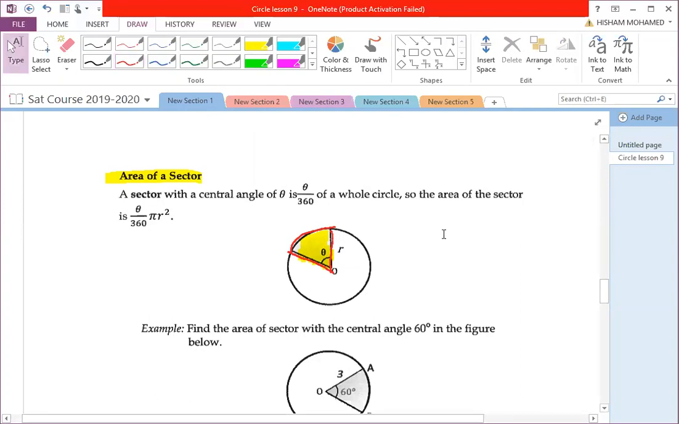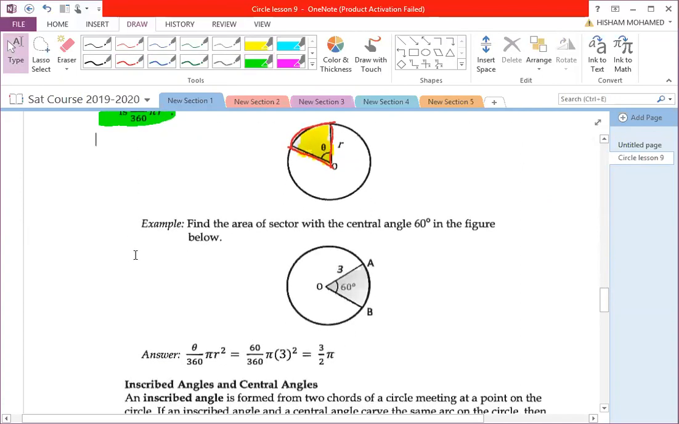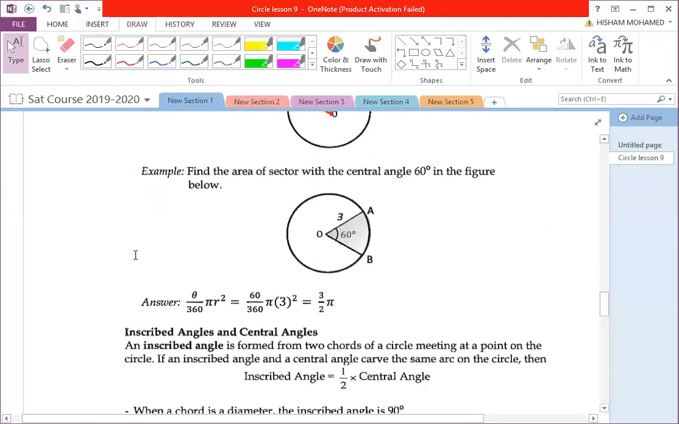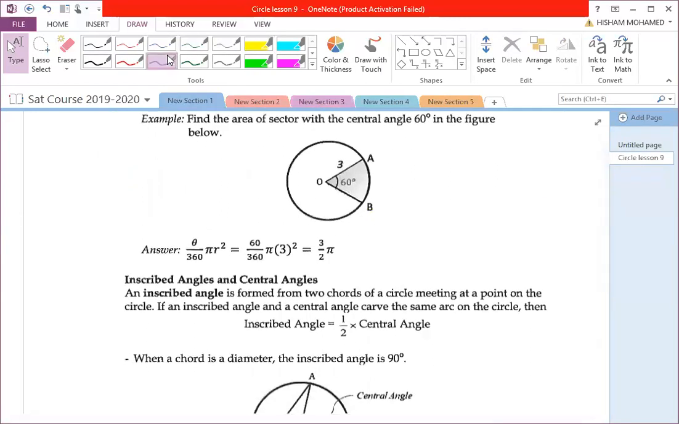We divide the angle by 360 and we multiply it by the area of the circle. So it's theta divided by 360 multiplied by pi r squared. Example, how can I find the area of the same arc that has a measure of angle 60. So this arc, its measure is 60 degrees. So 60 divided by 360 multiplied by pi r squared. So 60 over 360 multiplied by pi times 3 squared, which is equal to 3 over 2 pi.